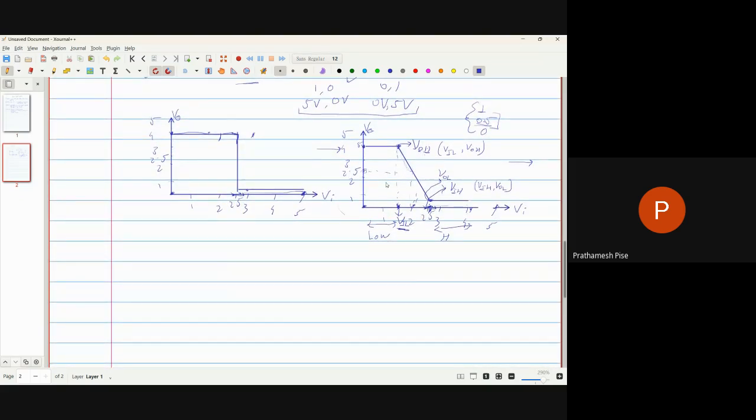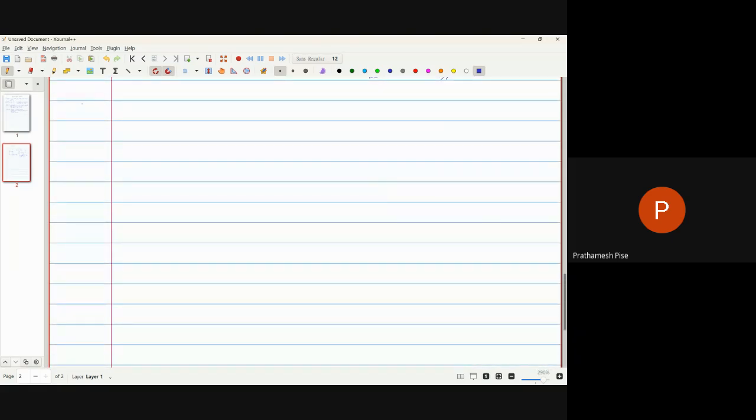Suppose there exists this IC named 7404. Has anybody heard or used it? Yes, sir. So this is an inverter, right? If you go on the net and search for this inverter's datasheet, you will get all these VIH, VIL, and so on.